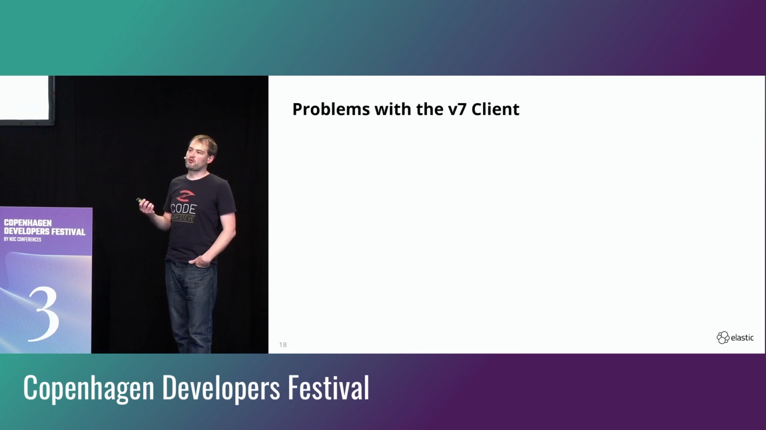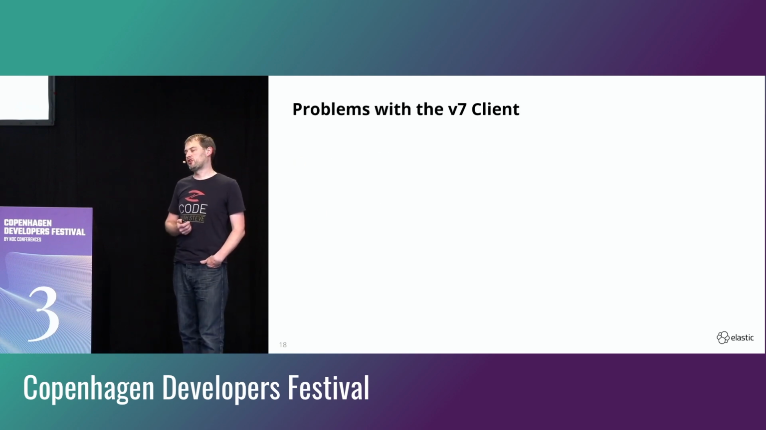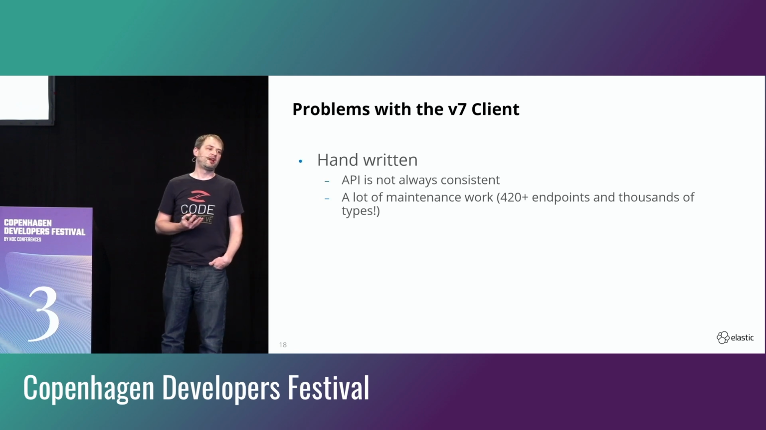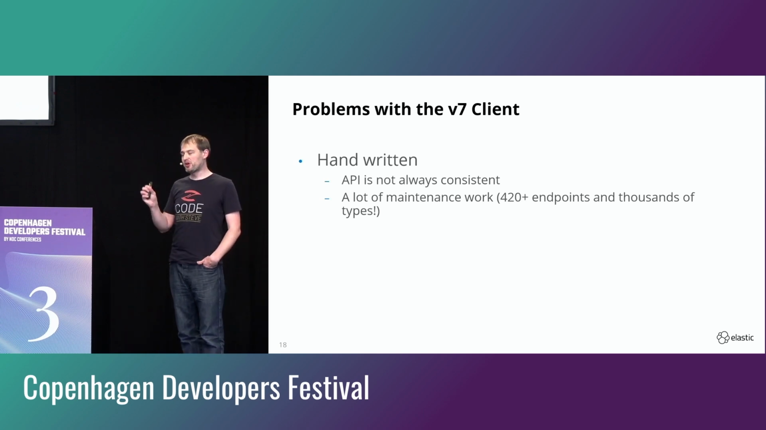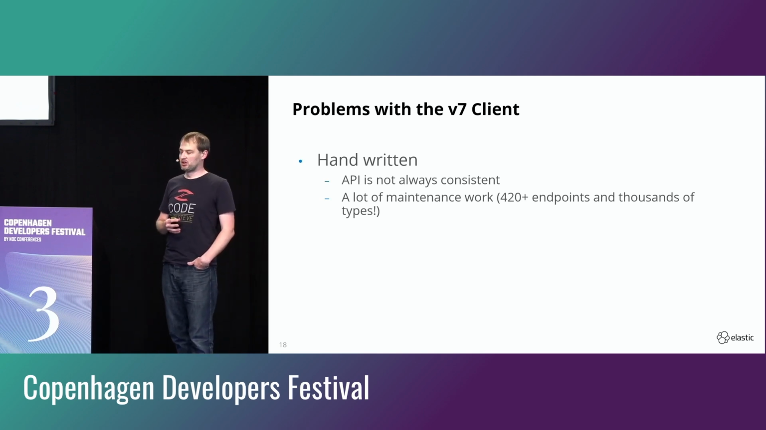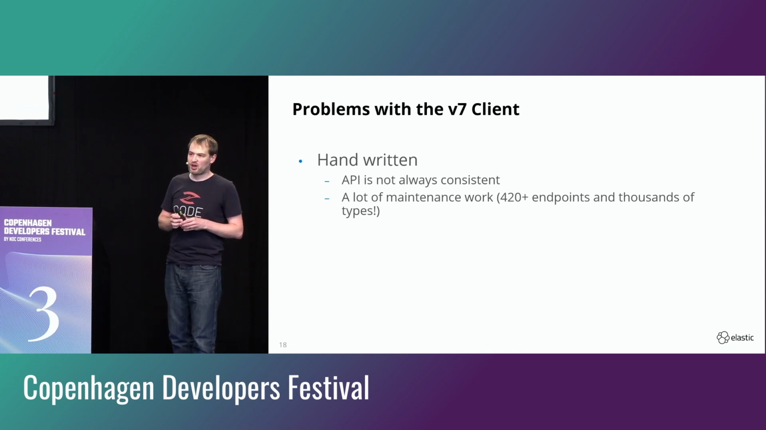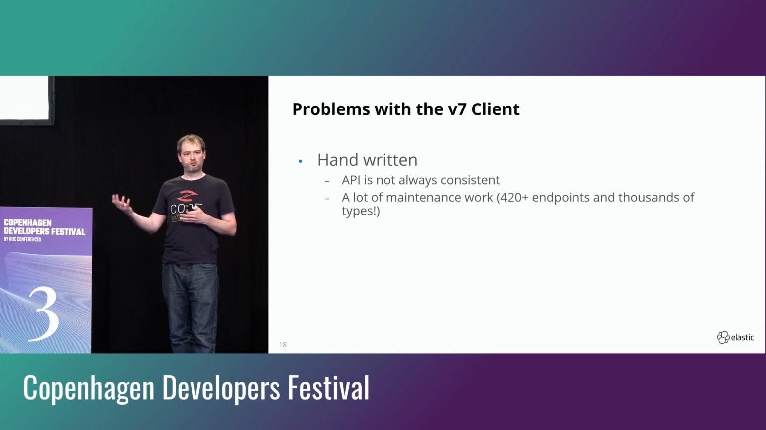And so one of the problems for the V7 client, which is the previous version of the client and Elasticsearch, was that it was almost entirely handwritten. Small bit of code gen, but mostly handwritten. Now, in the early days of Elasticsearch, when the client was first created 10, even 11 years ago, that wasn't too much of a headache because there were only tens of endpoints and it wasn't evolving that quickly because it was a small team.